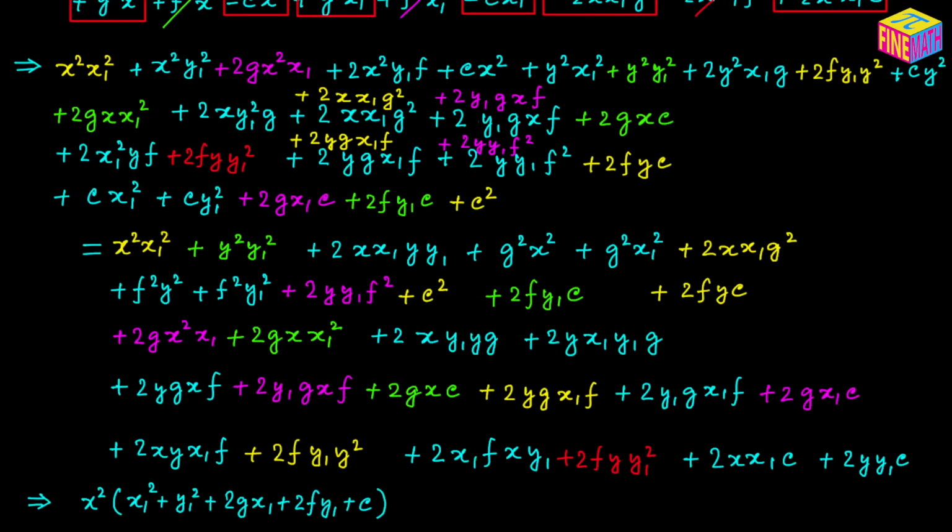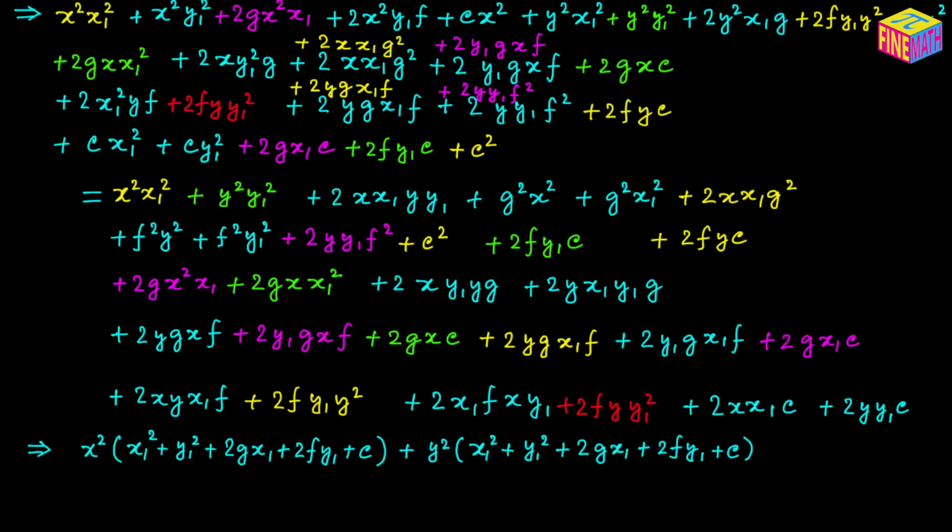And if we look at the next 5 terms, there again we are going to see another nice pattern. We have y squared as a common factor, so if we take out the y squared as a common factor, then we are going to be left with x sub 1 squared plus y sub 1 squared plus 2g x sub 1 plus 2f y sub 1 plus c.